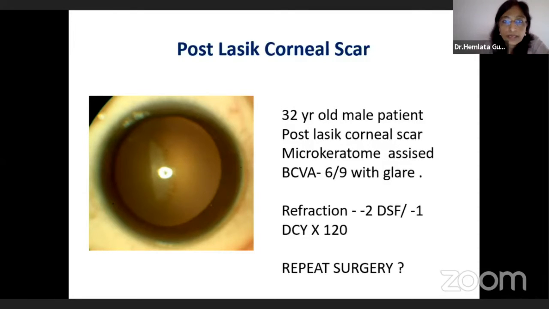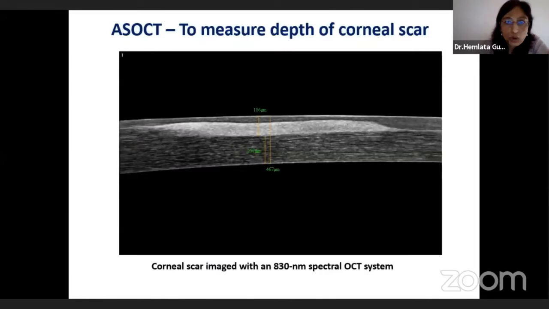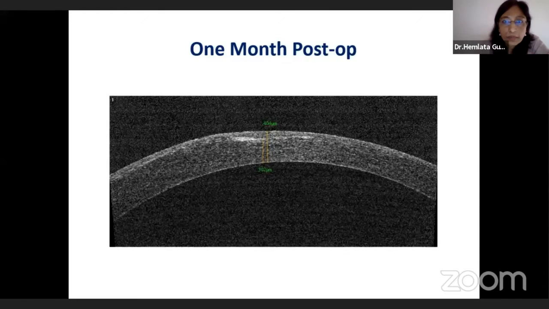Now, before planning any redo surgery, we always do anterior segment OCT in such cases. As you can very clearly see, this scar is involving almost the whole of the flap, but there is a residual stromal thickness of 257 microns. So it is not possible to just treat the scar. So we decided to amputate the flap, and you can see that the overall corneal thickness is 404 microns. There is very minimal scar left. So that improved the patient's visual symptoms like glare and halo, especially the night vision.